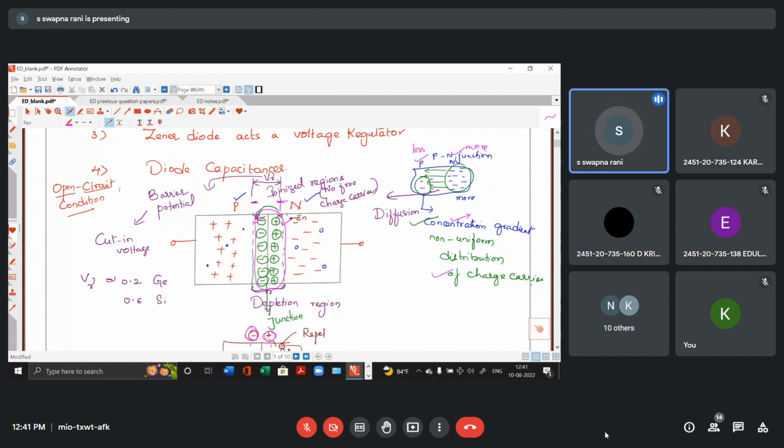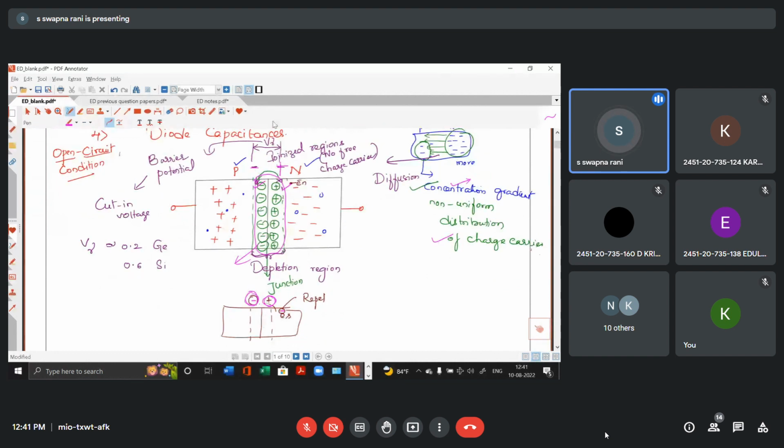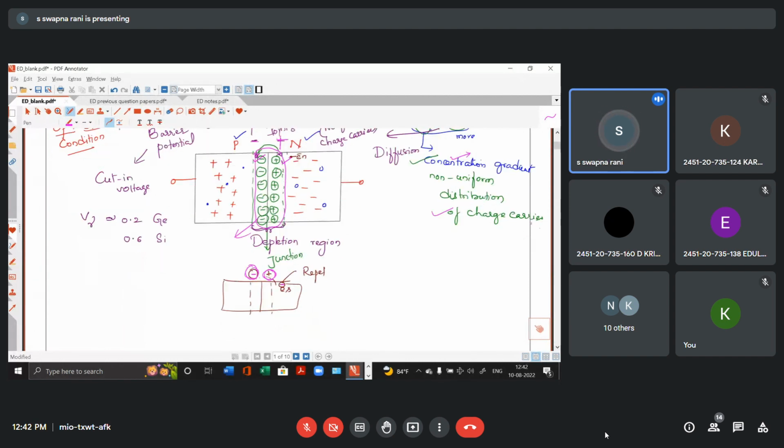It is called a barrier because this ionized region, the barrier potential or depletion region, will not allow the charge carriers to move further. That is why it acts like a barrier. So it is called barrier width, depletion width, and the voltage is called barrier potential or cut-in voltage. So this is the PN junction formation.